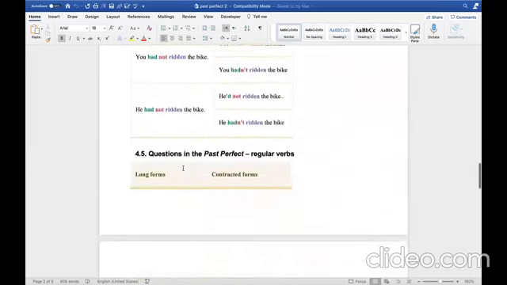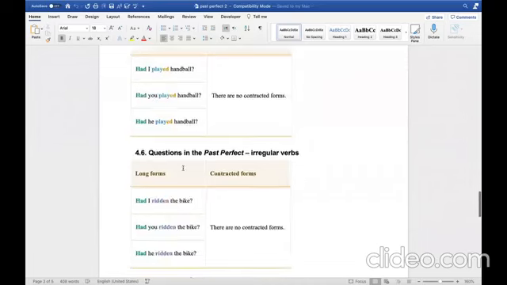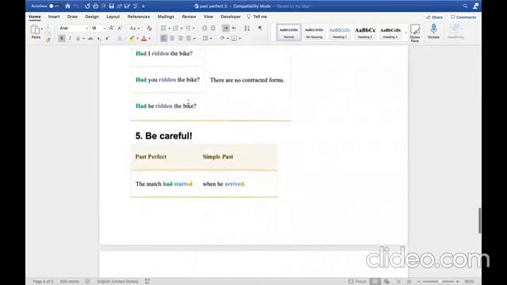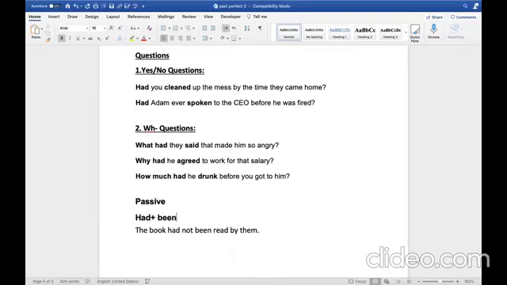Here are, of course, examples for everything. We have the questions, the yes and no question, like, had I played handball, or, for example, had you cleaned up the mess by the time they came home, and the WH questions like, what had they said that made him so angry. All right. The passive, we use had plus been plus the past participle.